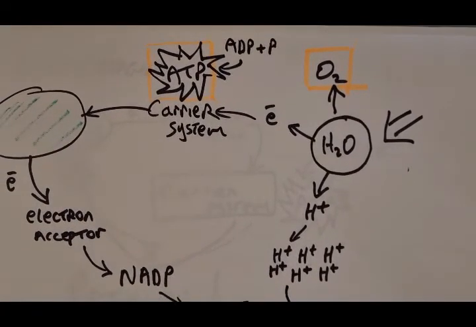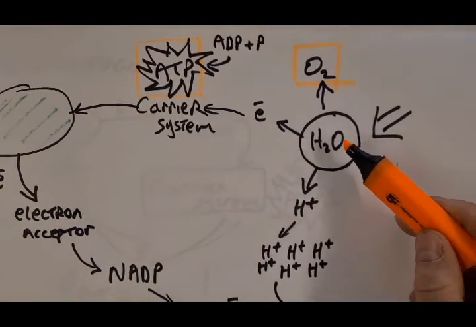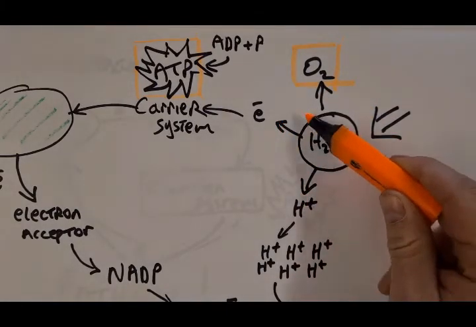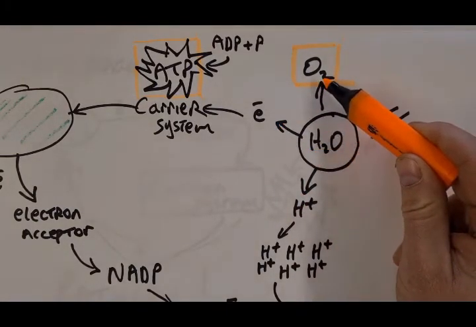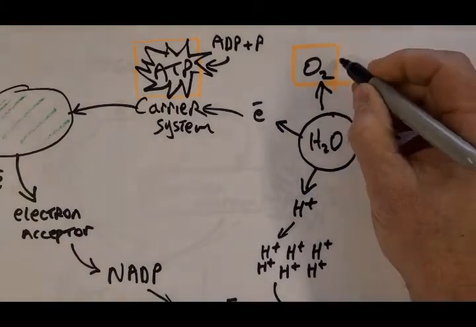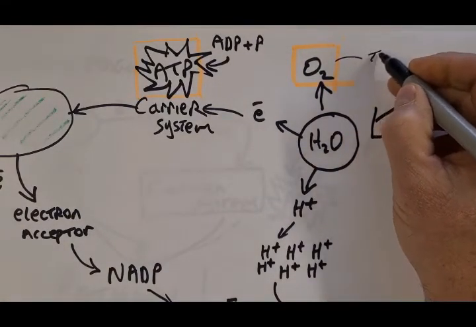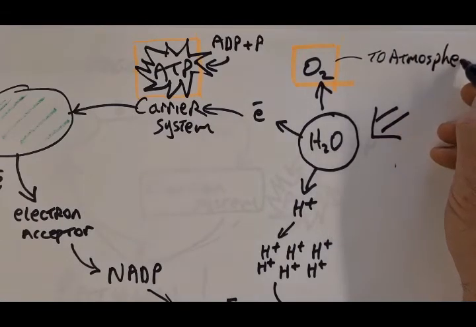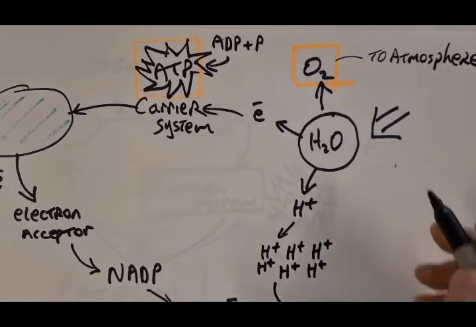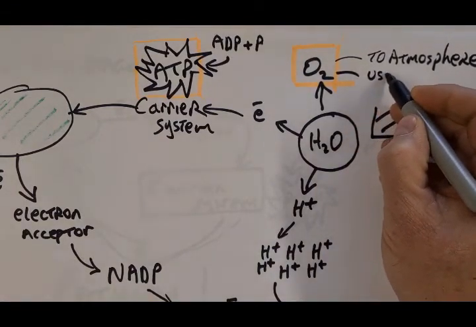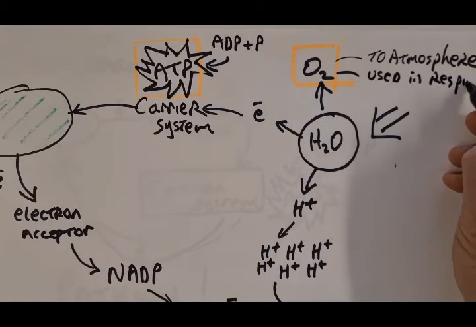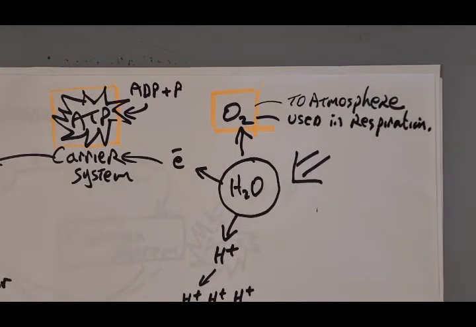So common questions are, what is water split into? Water is split into oxygen, electrons, and protons. What happens to each of these? Oxygen is released to the atmosphere. So some of the oxygen is released to the atmosphere. Okay, some of the oxygen may be used in respiration. So there's two possibilities, used in respiration. Okay, so that's what happens to the oxygen.